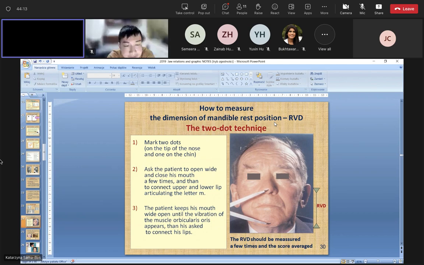When you are satisfied that the mandible is in rest position, record the measurement between the nose and the chin markers. This can be done with calipers or by placing a sheet of cardboard against the nose and chin and making marks on it. The RVD should be measured a few times and the scores averaged.